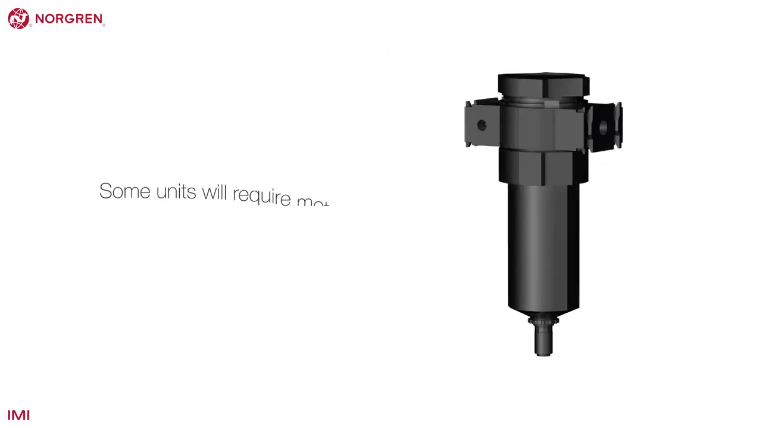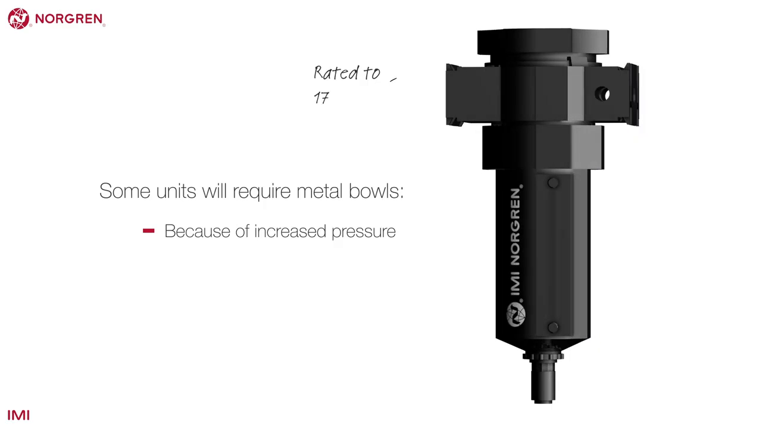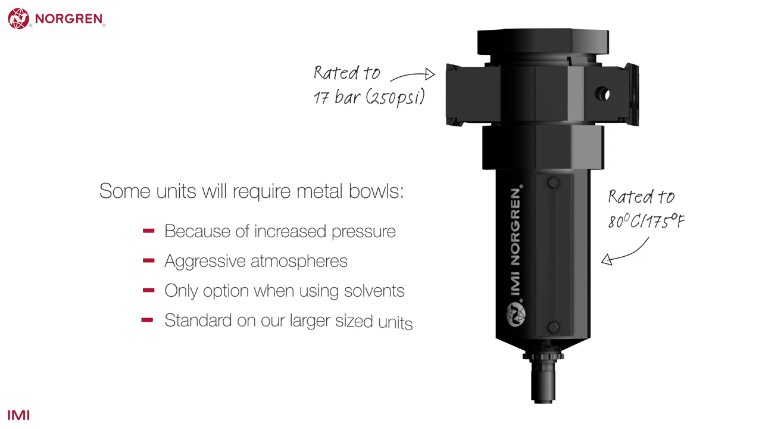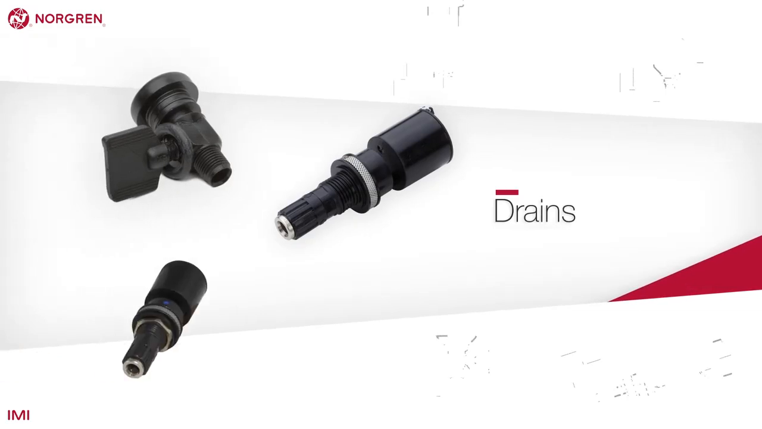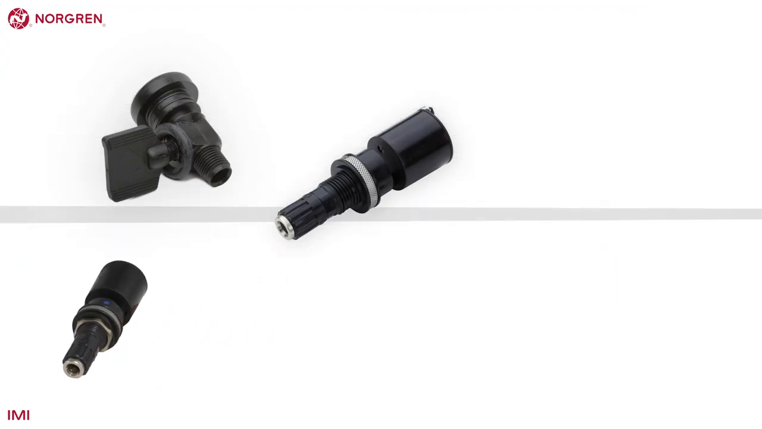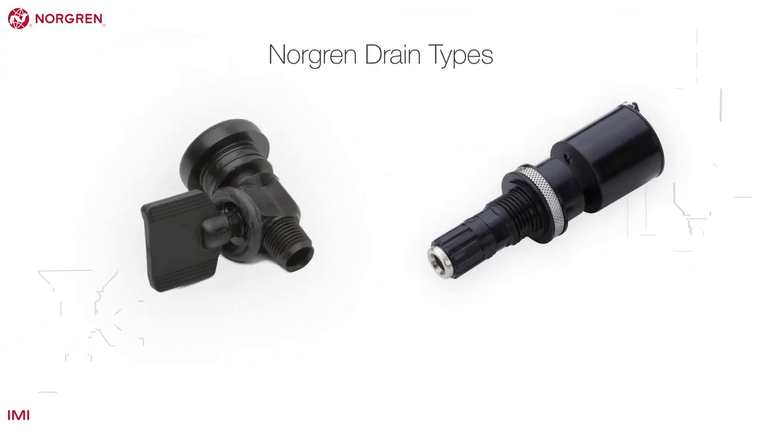Some units will require metal bowls because of the increased pressure they are likely to contain. Metal is more suited to some aggressive atmospheres and the only option when dealing with solvents. The final important element of these filters are the drains. The contaminants that build up in the bowls need to be evacuated, and Norgren standardize on 2 main types of drain to achieve this: manual and automatic.